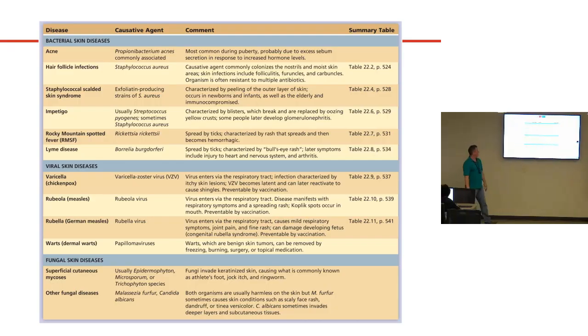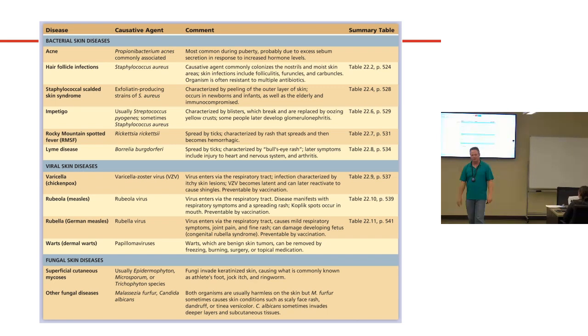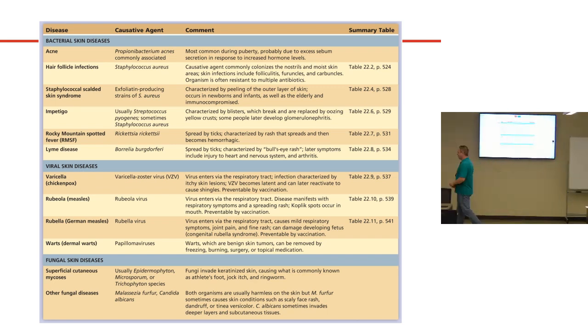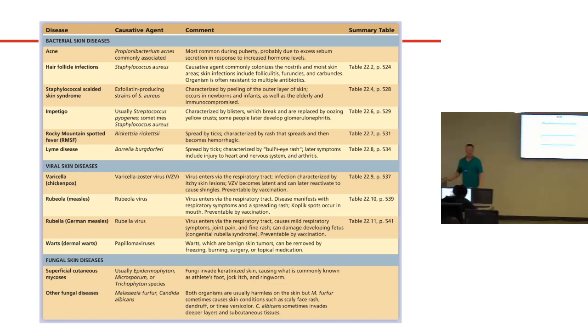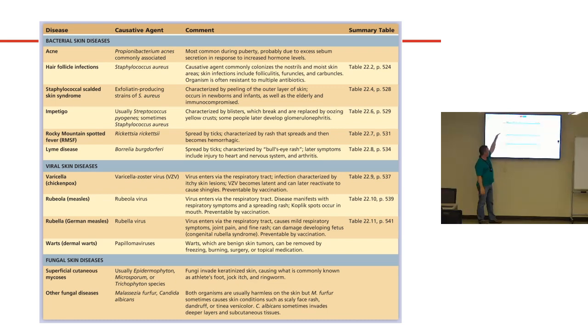So here is a list of all the ones we went through. It's always good to start with your learning objectives for the chapter, as well as summaries, before you go in and start trying to learn material on your own. Here you got every single one we went through from the beginning on Tuesday, acne, all the way to Lyme disease for the bacteria, varicella to warts for the viral, and then superficial fungal, as well as yeast infections that can be on the skin.